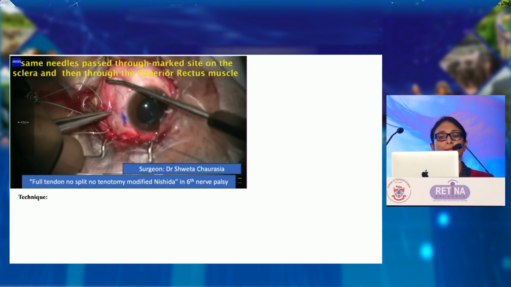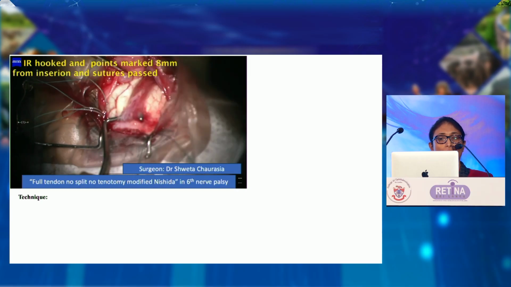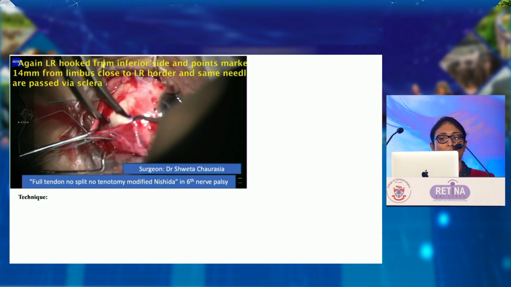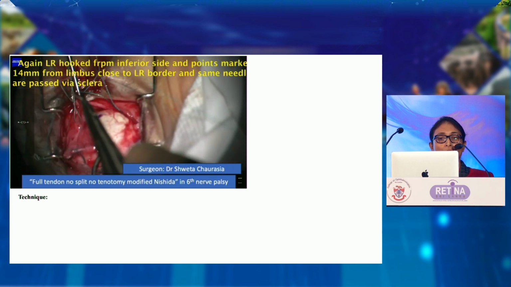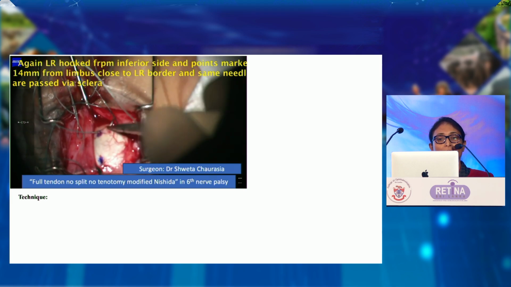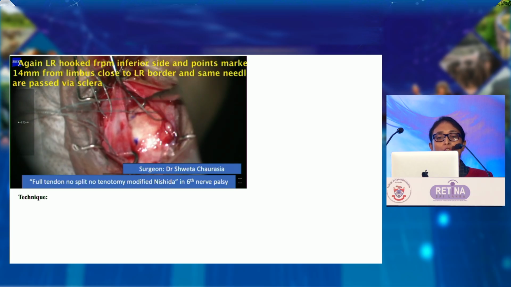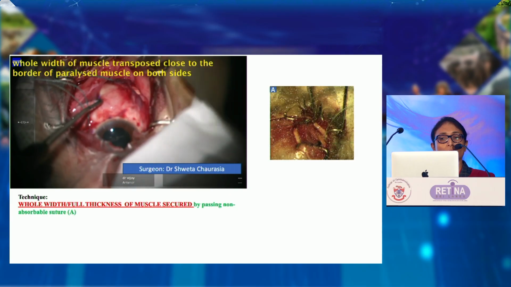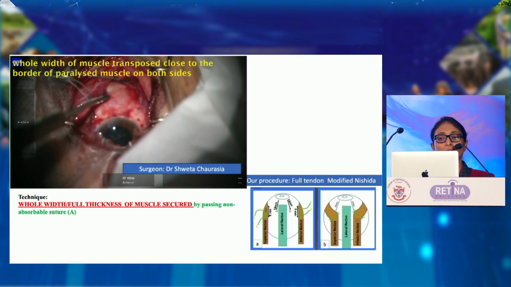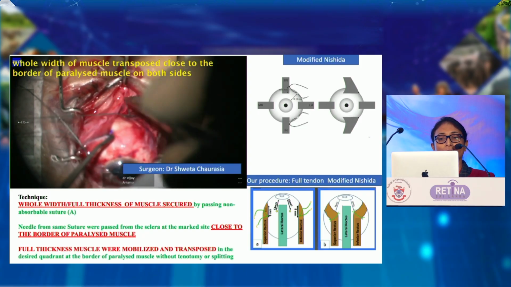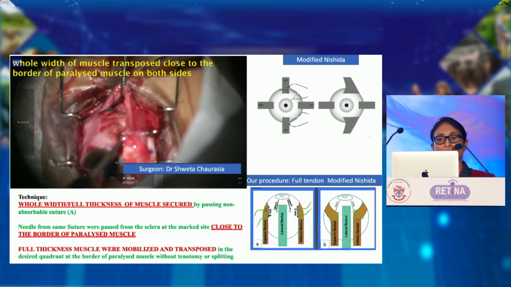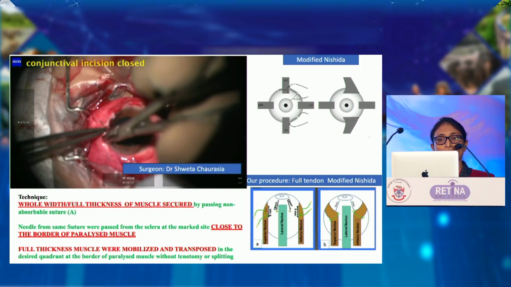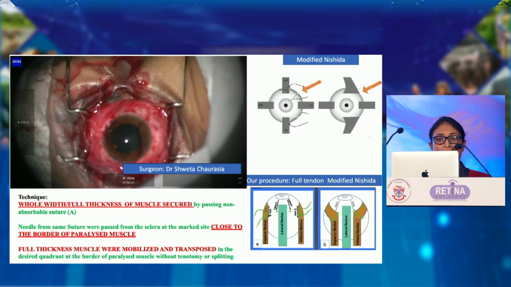Similarly, the procedure was done for the inferior rectus: 8 mm was marked on the muscle, then 14 mm was marked at the inferior border of the lateral rectus, and again the sutures were passed through the sclera and through the muscle. So the modification in our technique was that the full width method was used, and we transposed along the border of the lateral rectus, unlike modified Nishida where the sutures were passed through the sclera midway between the superior rectus and the lateral rectus.